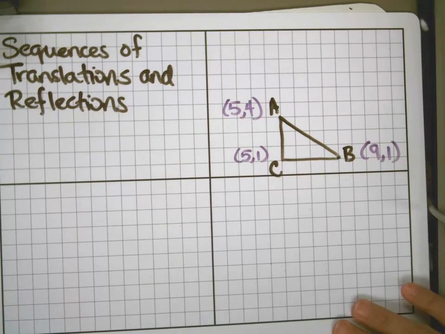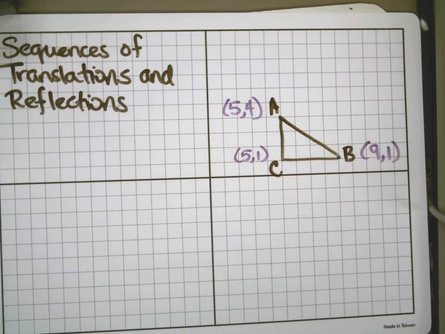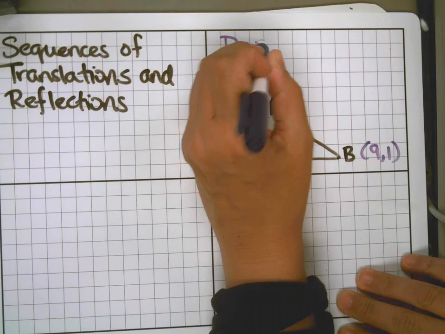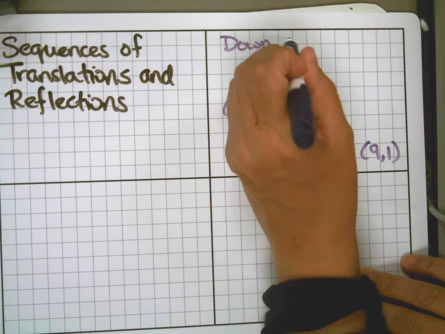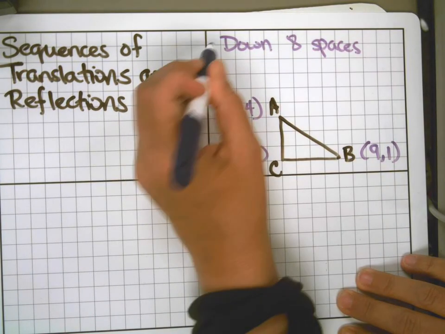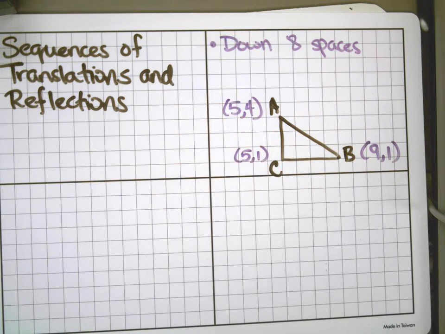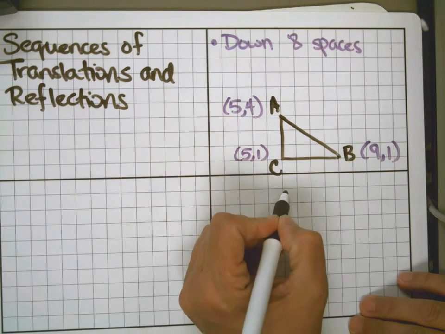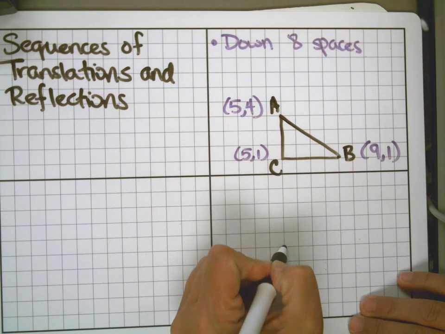If I'm going to translate that, let's say down, so we want to go down, let's say 8 spaces. So that's one rigid transformation, a translation down by 8. So let's see where we end up. If C is at 5, 1, it's going to go down 8. 1, 2, 3, 4, 5, 6, 7, 8.